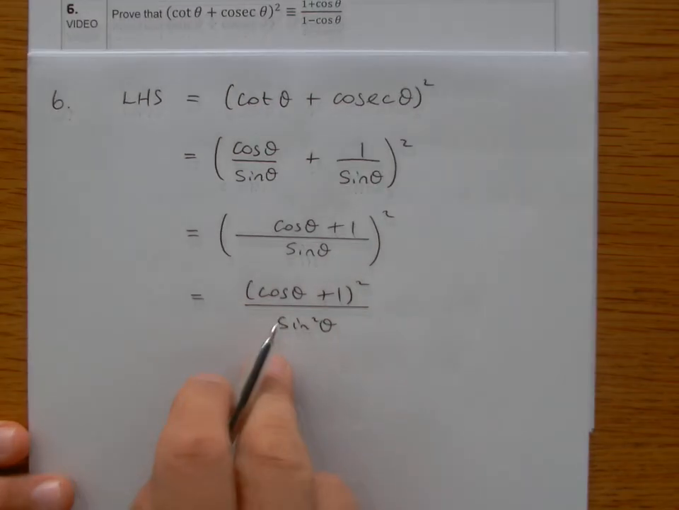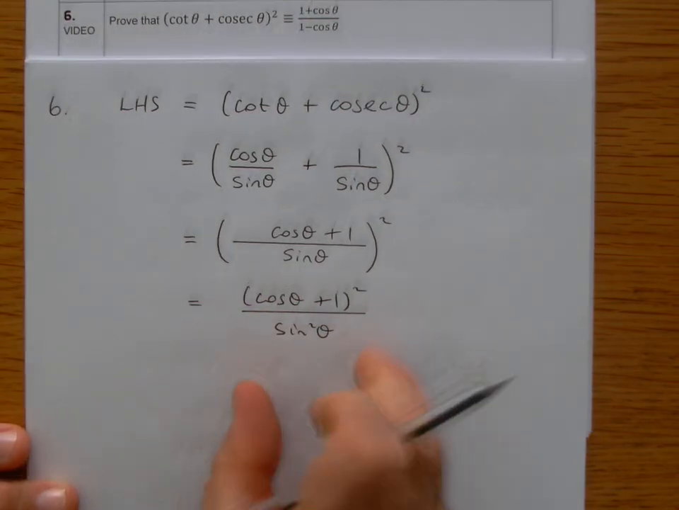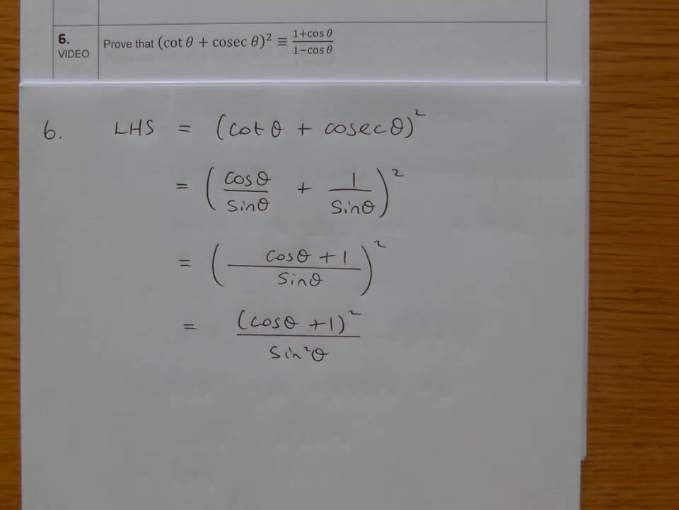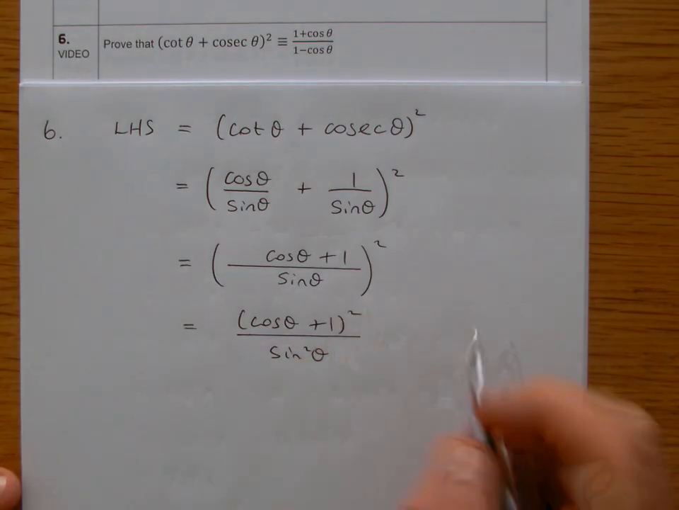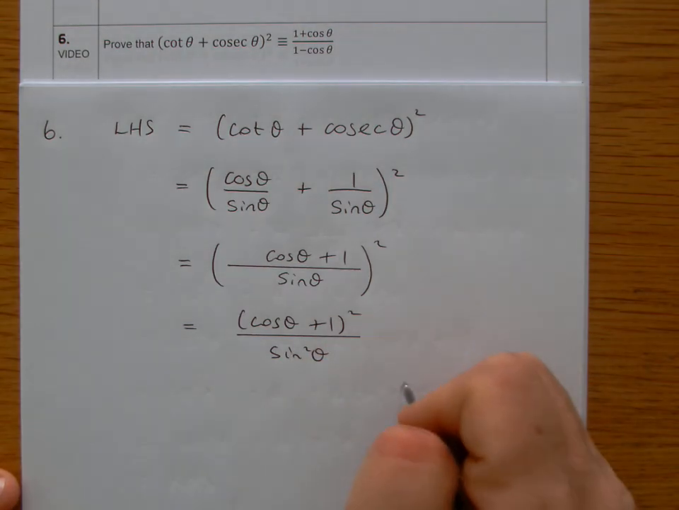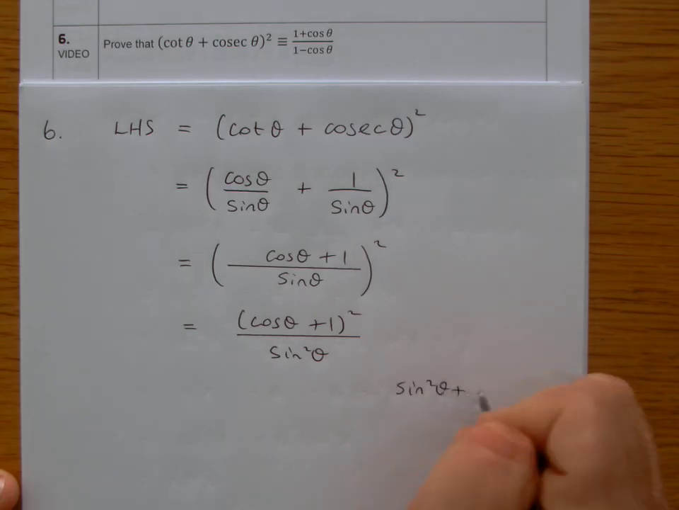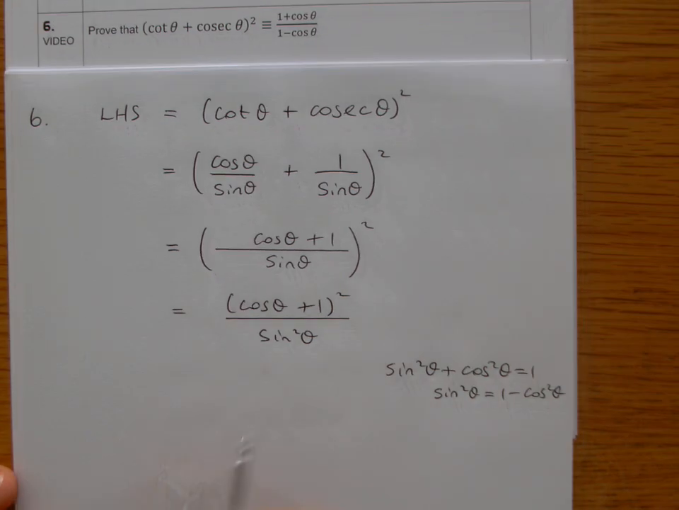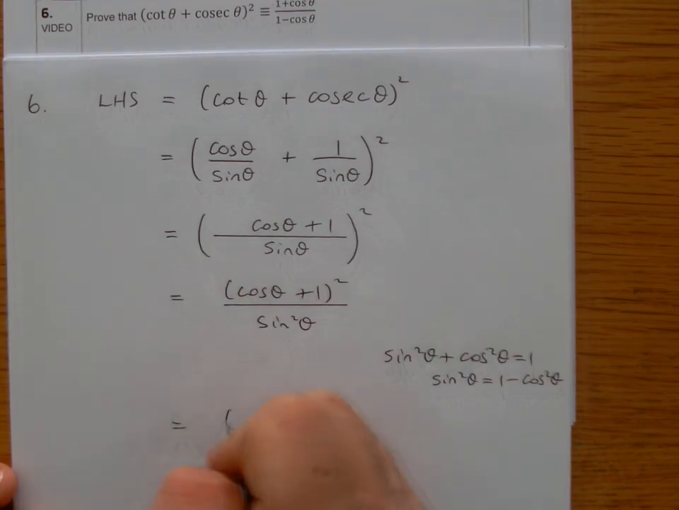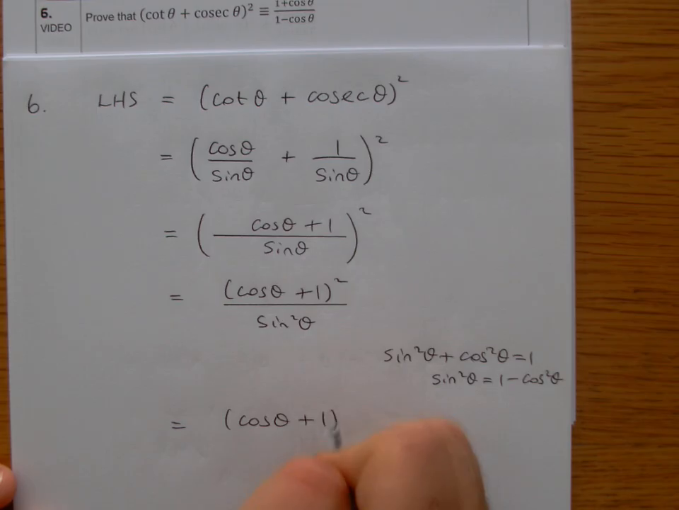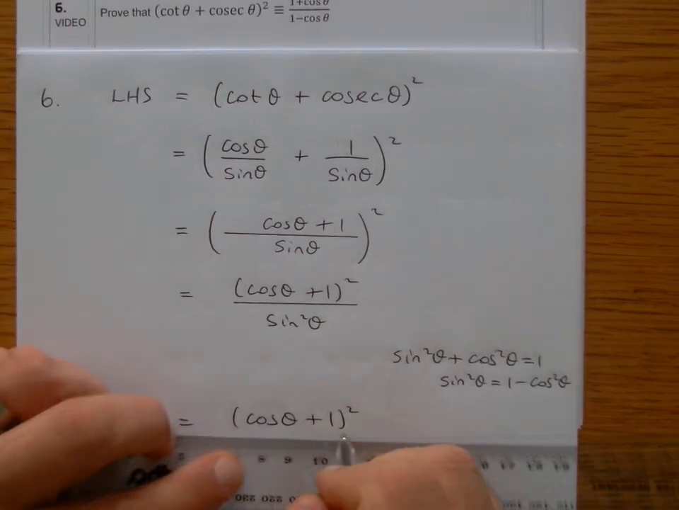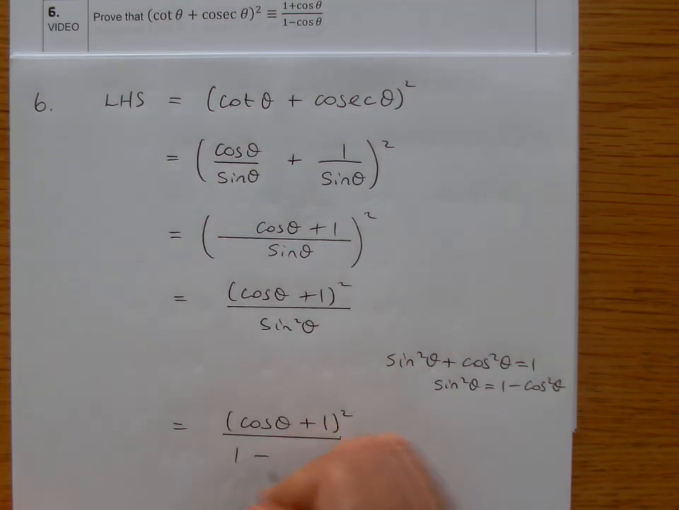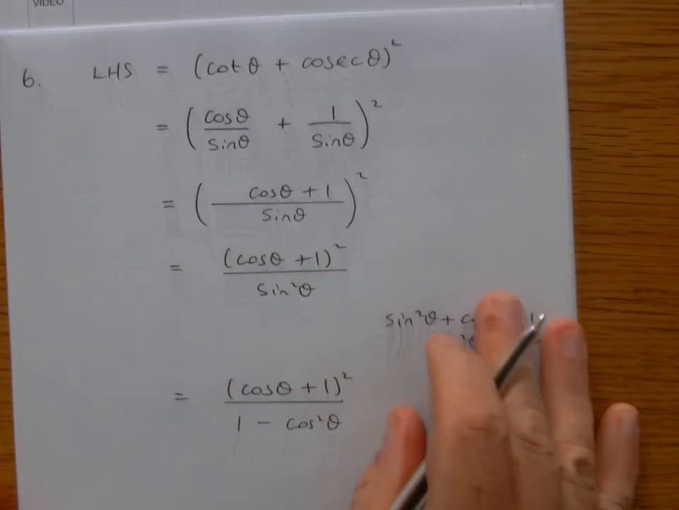And then we need to think about sine squared. How could we rewrite sine squared? Because we've got to look at the answer, haven't we? And there's no sine in there, but of course we know sine squared can be rewritten using the identity sine squared theta plus cos squared theta equals 1. So sine squared theta will be 1 minus cos squared theta. Okay, so we can rewrite this as (cos theta plus 1) all squared over 1 minus cos squared theta.